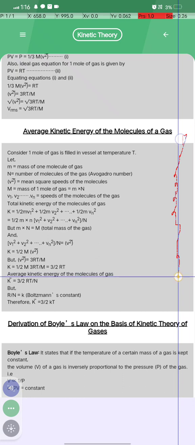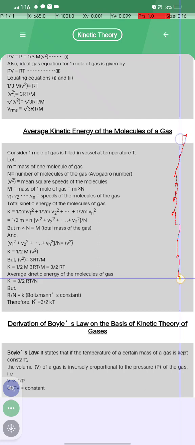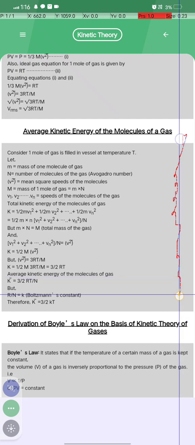This is the kinetic energy of 1 mole of the gas. The average kinetic energy per molecule is K = 3/2 RT/N, but R/N is the Boltzmann constant k, and therefore K = 3/2 kT.